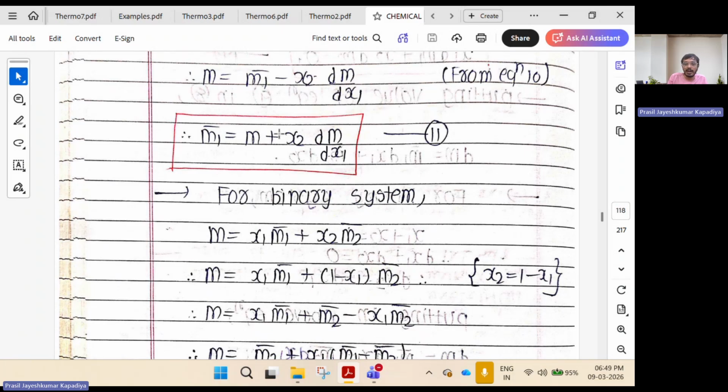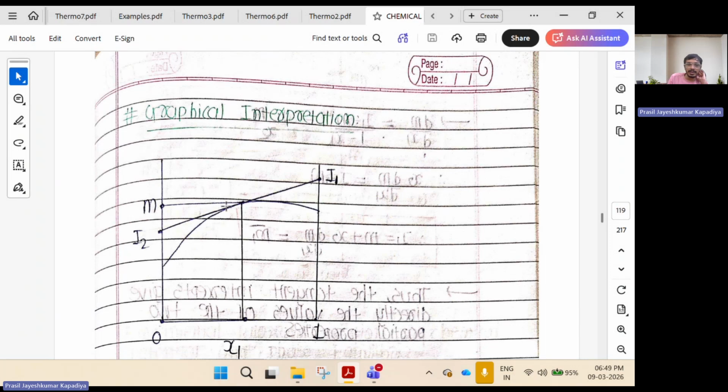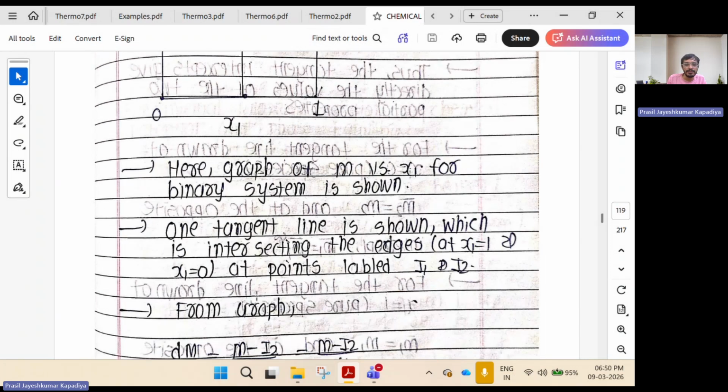So let's say that I am plotting my m versus x1. M meaning total property with x1. So let's say I'm having this kind of curve. When I draw the tangent to this curve, it is going to intersect at two points. One at x is equal to 0, it is going to intersect at some place, and at x is equal to 1, it is going to intersect at some place. So based on that tangent, can I write my slope of this curve? So my slope will be dm dx1.